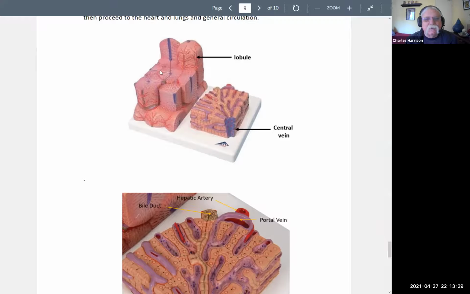Around any lobule, which is 6-sided normally, this one looks very nicely 6-sided, there'll be 6 triads. 1, 2, 3, 4, 5. The 6th one would be here.